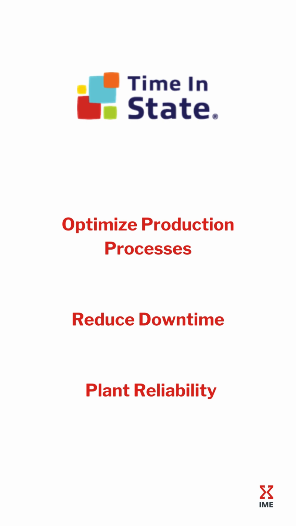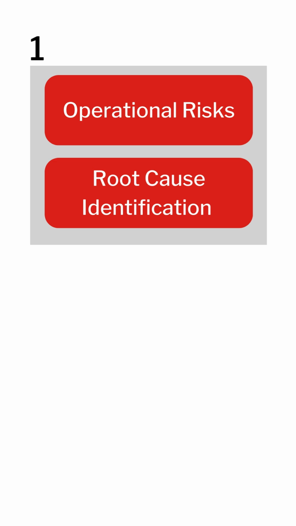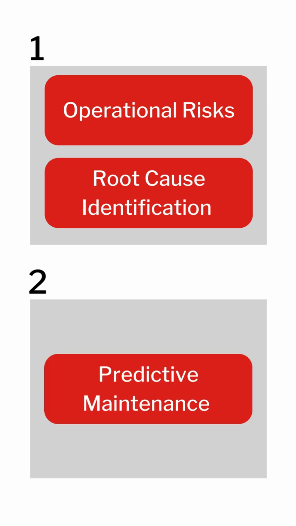Let's start by setting the stage. Time in-state is a system and a comprehensive methodology designed to enhance asset management and process control. At its core, it addresses two primary functions. First, it identifies operational risks and root causes of process inefficiencies by analyzing historical data. Second, it serves as a predictive maintenance tool through real-time interpretation of control system readings. Let's explore these two functions in detail.